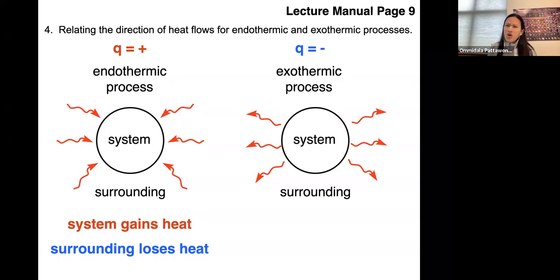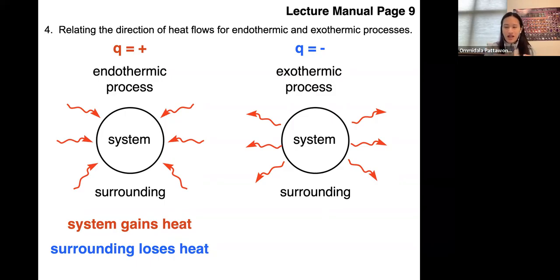So if you think about this, looking at the endothermic process, which one do you think should have a higher temperature? The answer is obvious. It would be the surrounding, because heat is going to flow from the higher temperature surrounding into the lower temperature system.